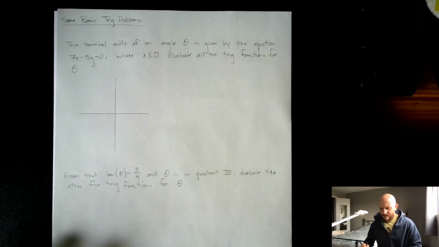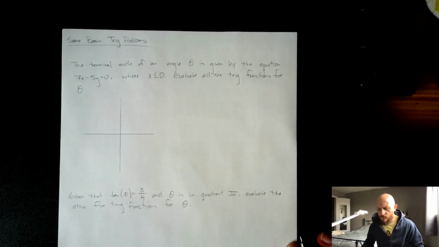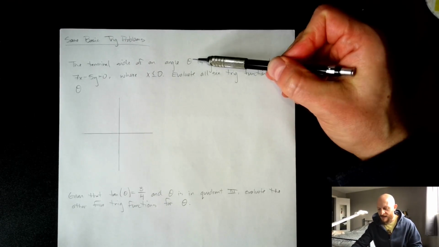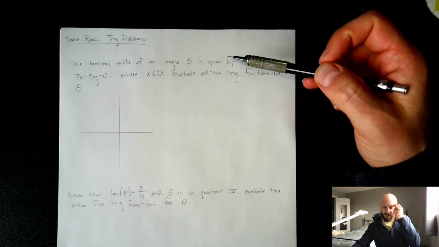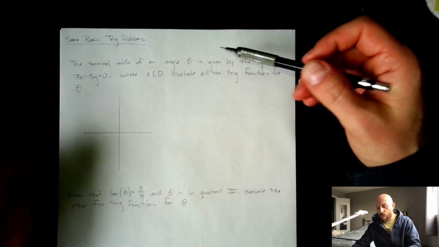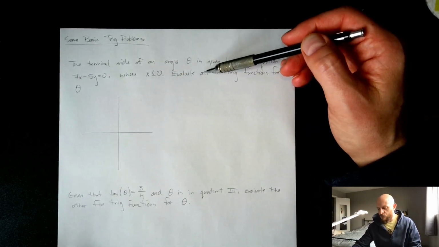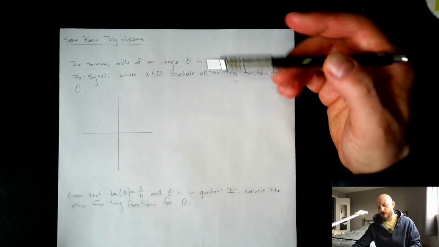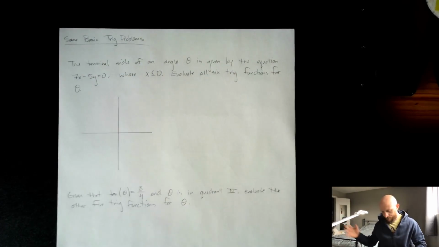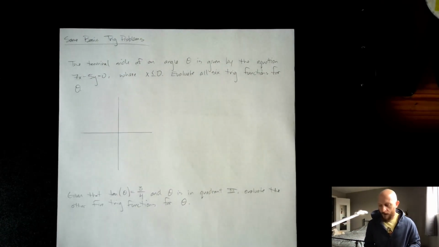The first one says the terminal side of an angle theta is given by the equation 7x minus 5y equals 0, where x is less than or equal to 0. And we're asked to evaluate all 6 trig functions for theta. So sine theta, cosine theta, tangent theta, all of that.